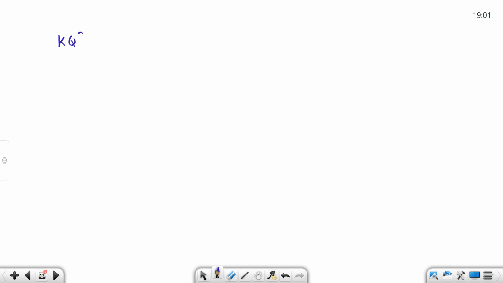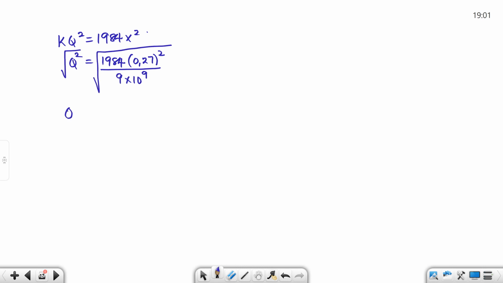KQ squared equals what? 1984 x squared. What is Q squared? It is 1984. What is my x? 0.27 squared divided by K. What is K? 9 times 10 to the power what? 9. And all we need to do is to find the square root of both sides. What is the value of Q?